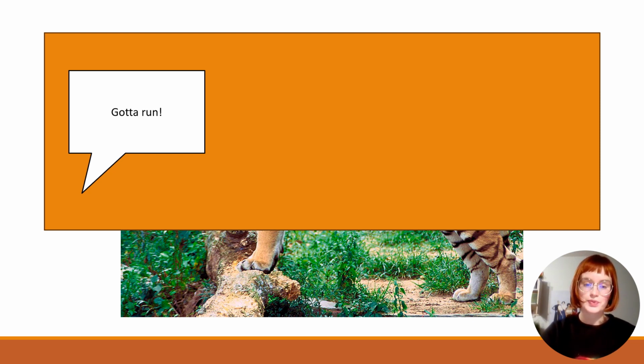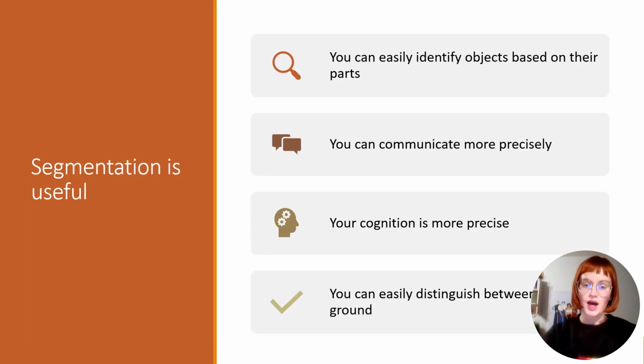And it probably made perfect sense from an evolutionary perspective too. So we are able to perceive whole objects based on just seeing their parts. And it probably was quite important for us to be able to see a partially occluded tiger and perceive it as a whole dangerous tiger. So to sum this introduction up, segmentation is useful for us because you can easily identify objects based on their parts, you can communicate more precisely, your cognition too is more precise because you have this idea of objects having individual parts, and you can easily distinguish between figure and ground and between different figures.